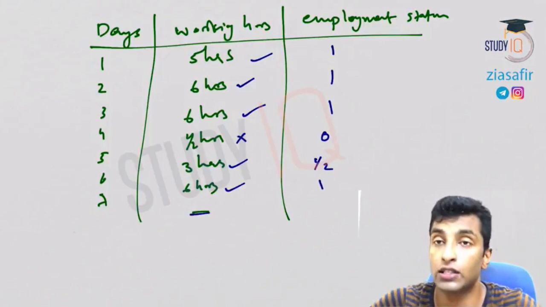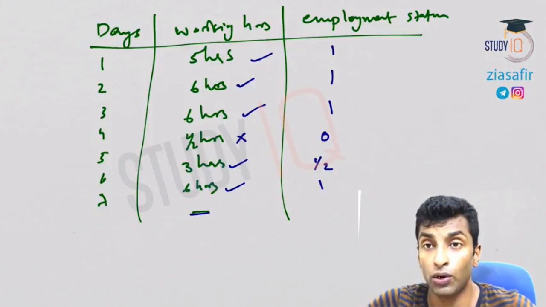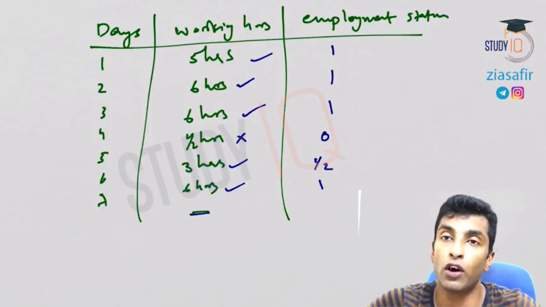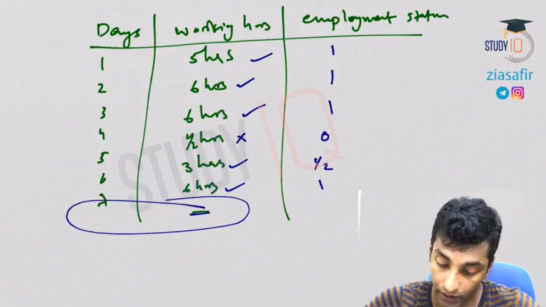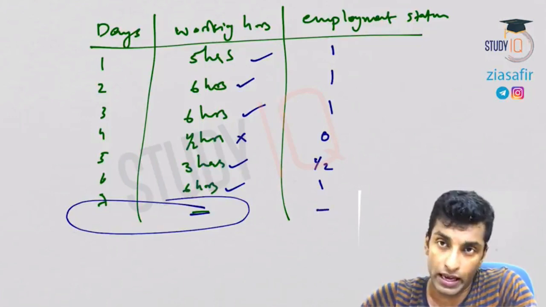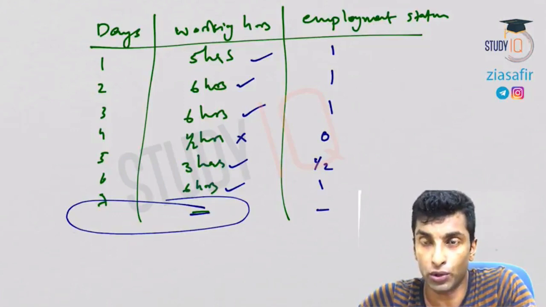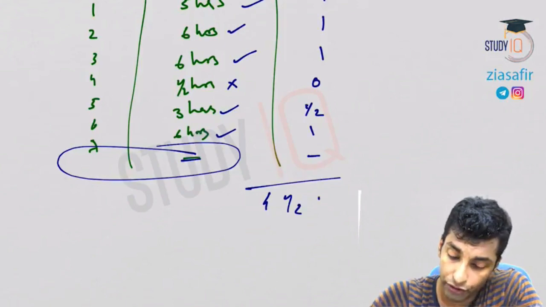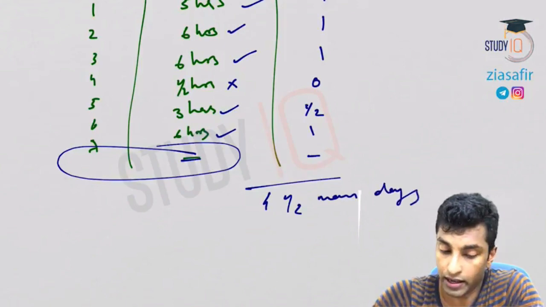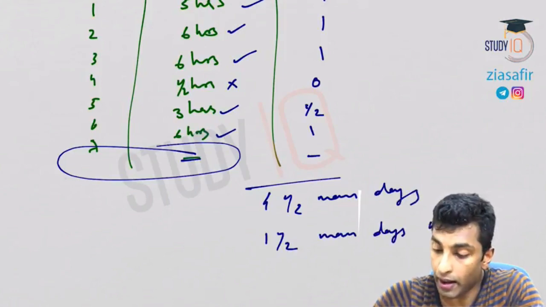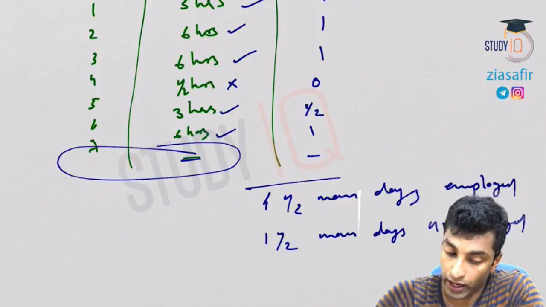Now here Sunday he is not ready to work. So not 0 here, because see, you are not ready to work, then you are not part of labor force. So this day you are not part of labor force. So we can't say this is unemployed or employed. We can say unemployed or employed if you are part of labor force only. So we are putting a dot there. So total you can see 4.5 man days he is employed and 1.5 man days unemployed. Okay, 4.5 employed, 1.5 unemployed.